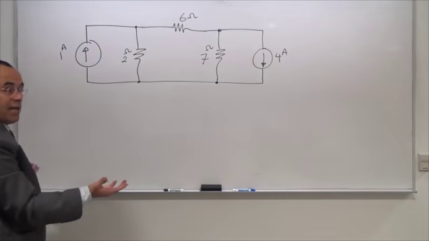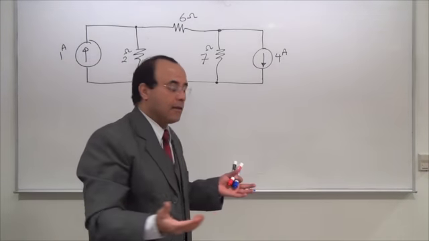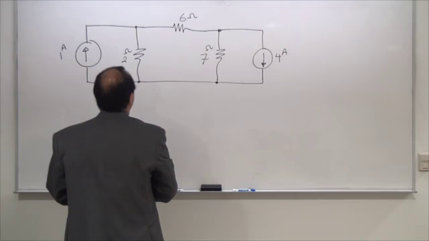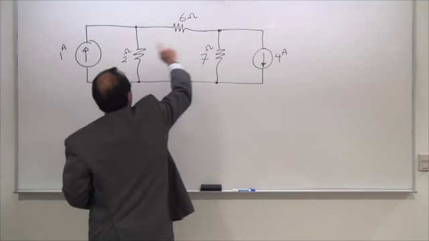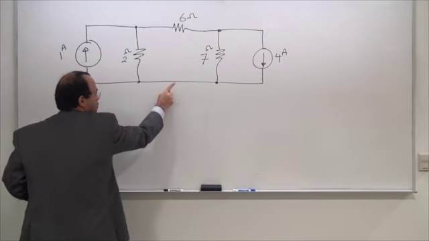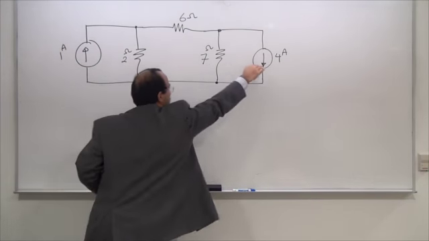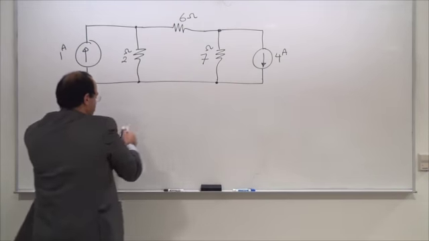How many nodes do I have? That's the important question you need to ask, and that's why some of the mistakes come in. You have 1 node here. This is the meeting place of these 3 components. You have 1 node here, the meeting place of these 3 components. And you have 1 node here, the meeting place of 4 components. This is not 2 nodes. This is 1 node. That's where the mistake is.